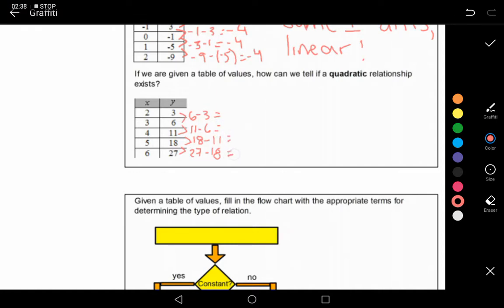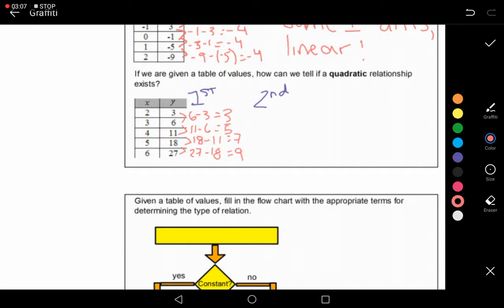We can just use our calculators to quickly do that. So we get 3, 5, 7, and 9. Those are obviously all not the same number, right? So we know that this can't be linear. These are our first differences. What we actually need to do is find our second differences.